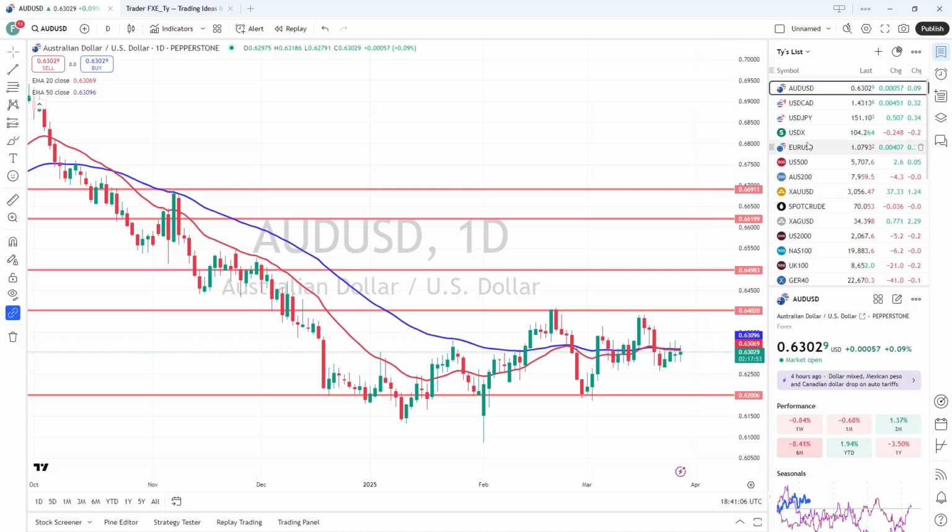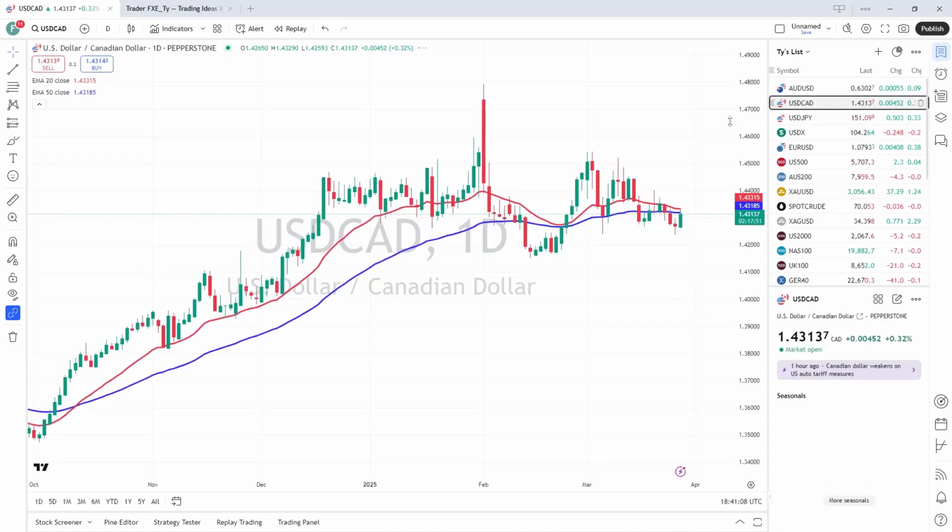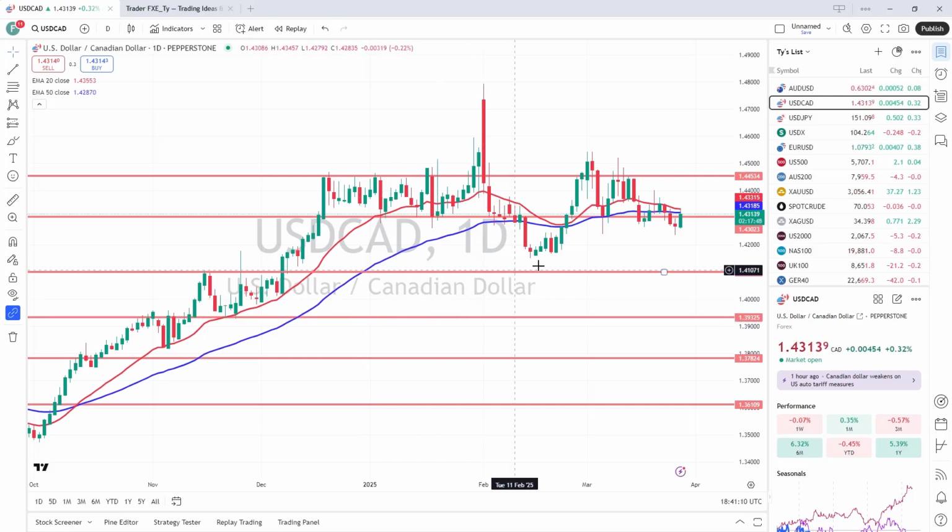All right, over to the US dollar CAD, and look, it's similar to the Aussie. It's been relatively quiet in terms of trading. It's obviously at a very strong support zone. We know that this 143 is very strong support. We can see that right through here. Also in a channel, but this is at the bottom of a channel.